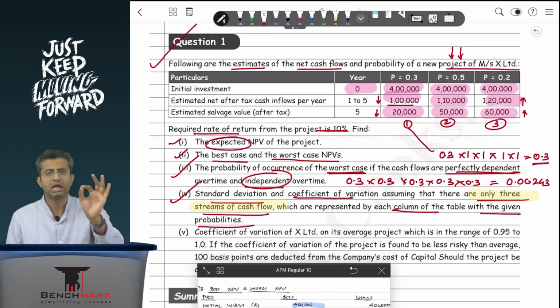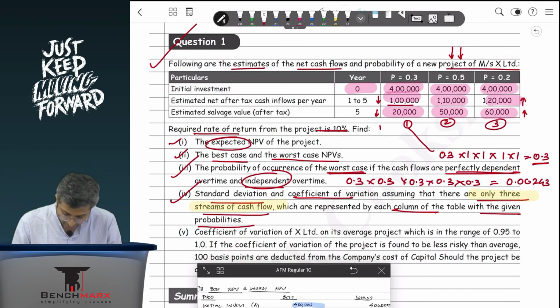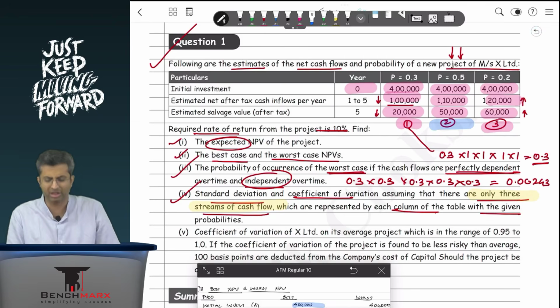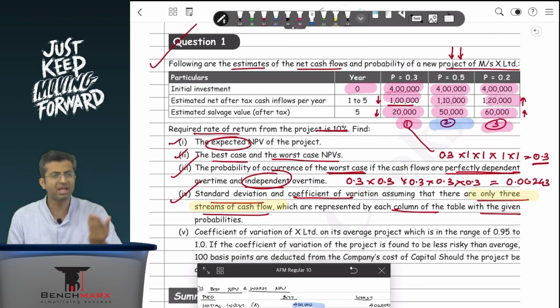Now, the Institute has solved this in a smart way. What they have done is, if there are only 3 streams of cash flows, then there is 1 NPV possible in the worst case, a second NPV possible in the best case. The third NPV is very easy to find, taking 1,10,000 and 50,000. There are only 3 NPVs possible. So you find the 3 NPVs and then find the standard deviation of those NPVs, and you will get the answer.